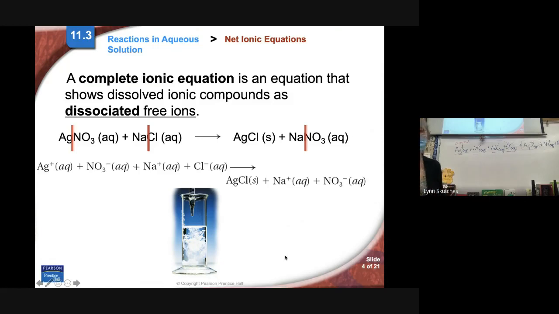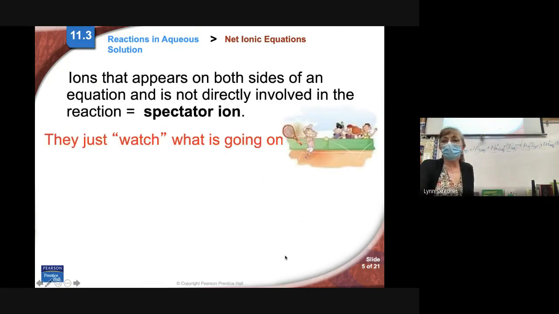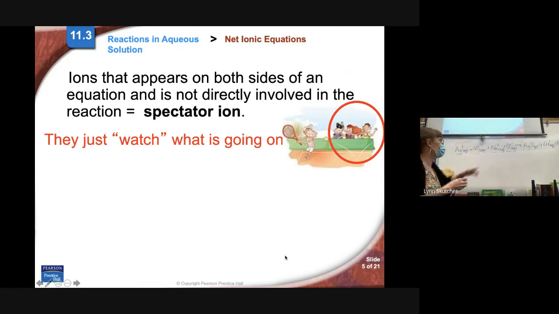So the next thing that we're going to talk about is, like chemists, we don't want to write too much. Okay, we're minimalists. So why include the same thing on both sides, like doing a math thing, right? If you get the same thing on both sides, they cancel out. Why put them there if nothing happened? Let's just cut to the chase and get to the exciting stuff. So what sodium and nitrate are called are spectator ions.